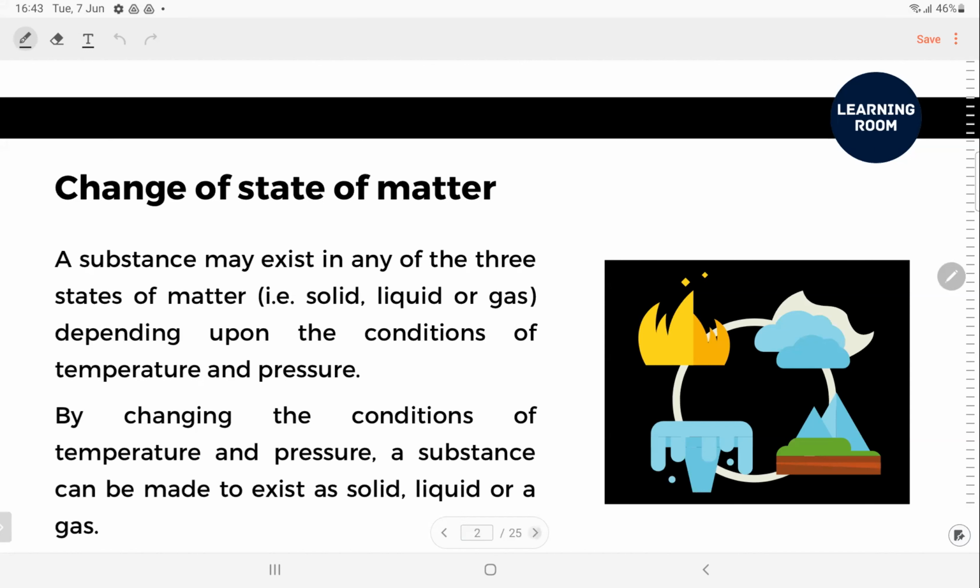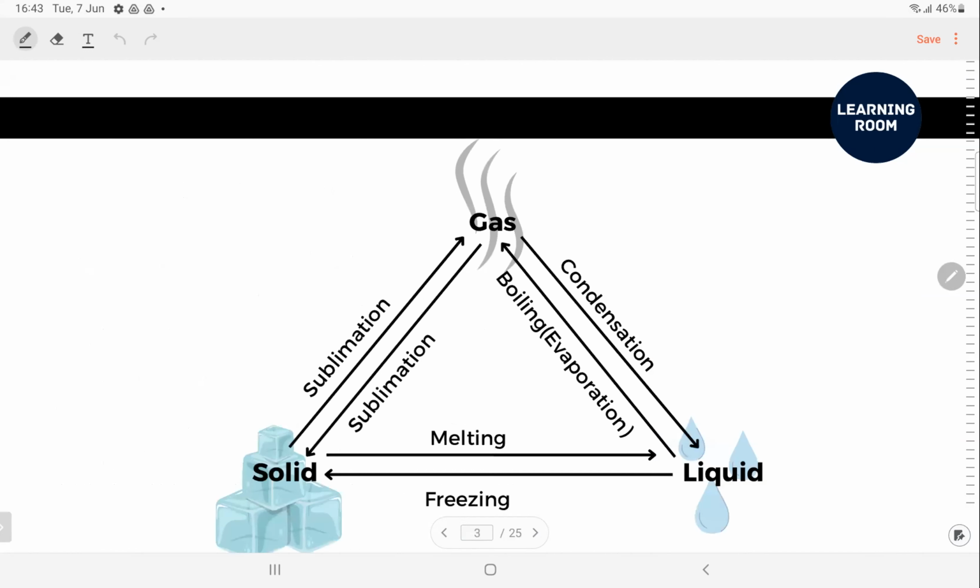You know about all these kinds of term conversions. Solid to liquid is called melting. Very good.